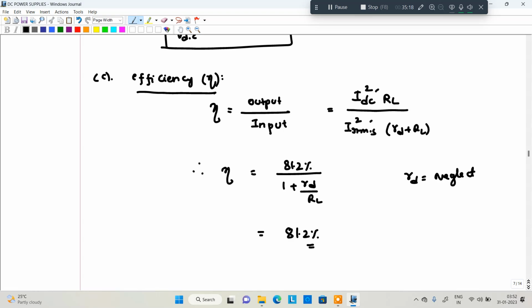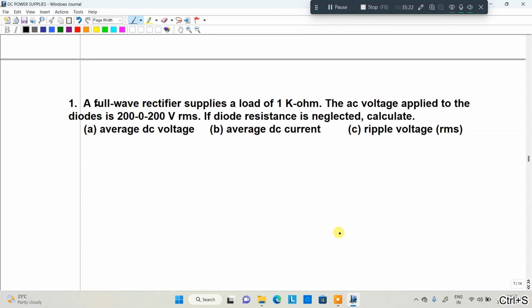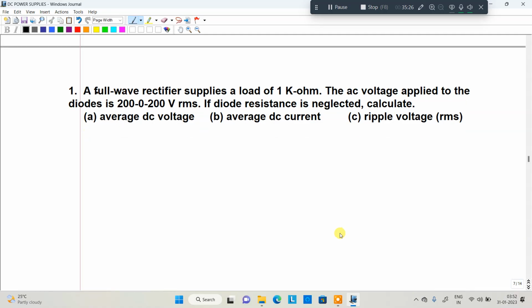Clear? Then we are moving to one problem, where we are going to discuss the full wave bridge rectifier. In the case of the full wave rectifier, what they are providing: the load is 1 kilo ohm. The AC voltage applied to the diode is 200-200 RMS. That is a peak to peak voltage, 200 in the one part, 200 in the second part.